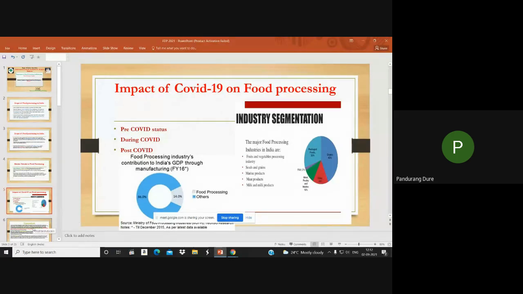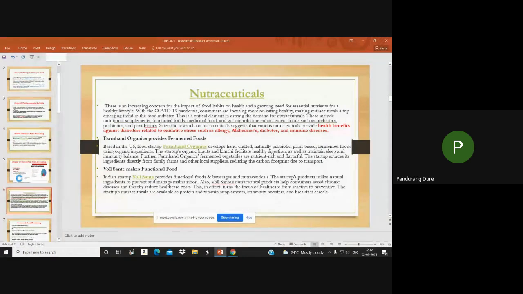Now, due to COVID, everyone is thinking about nutraceuticals. There is an increasing concern for the impact of food habits on health and growing need for essential nutrients for a healthy lifestyle. With the COVID-19 pandemic situation, consumers are now focusing on eating healthy, again making nutraceuticals. We already studied nutraceuticals, but now we have to study nutraceuticals in the light of COVID-19.